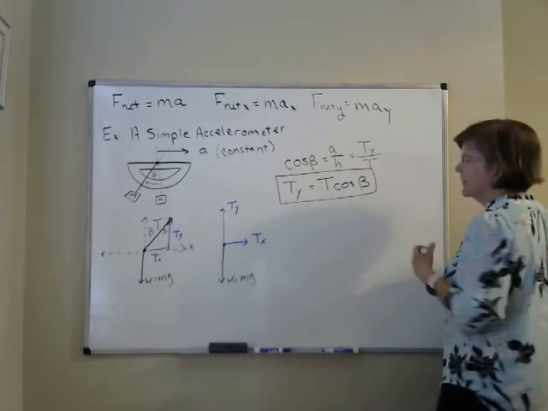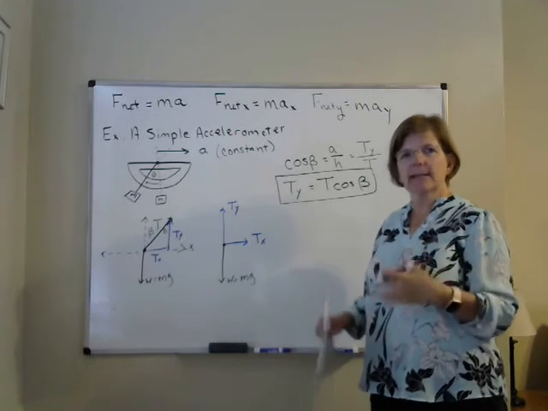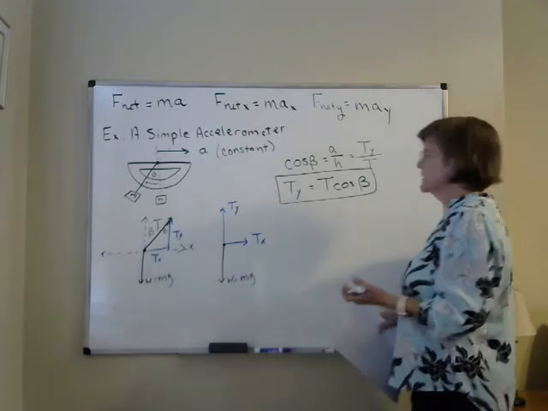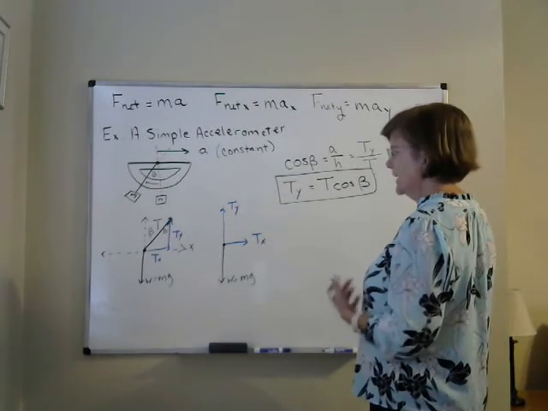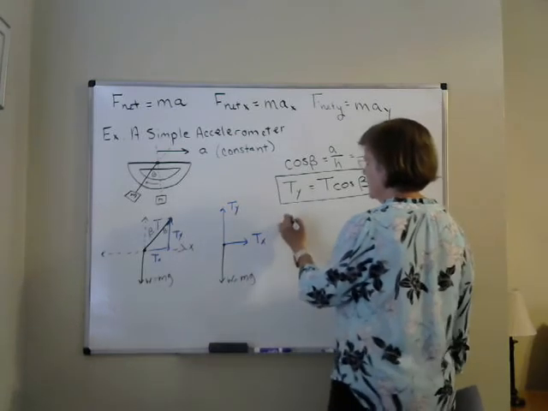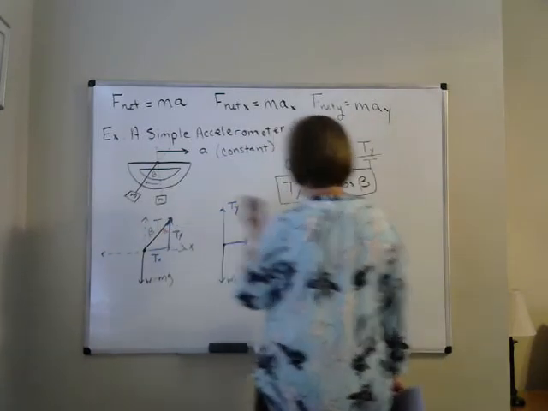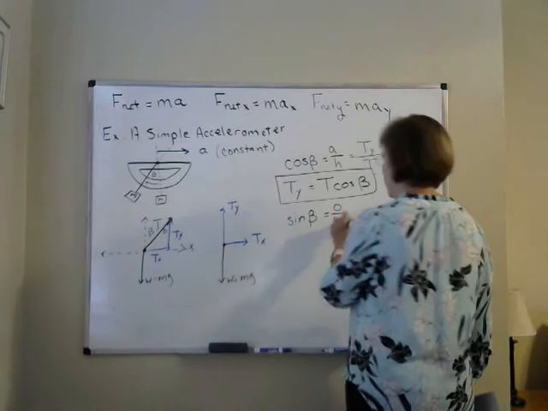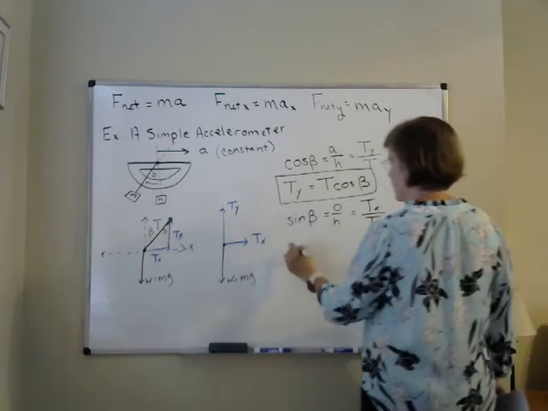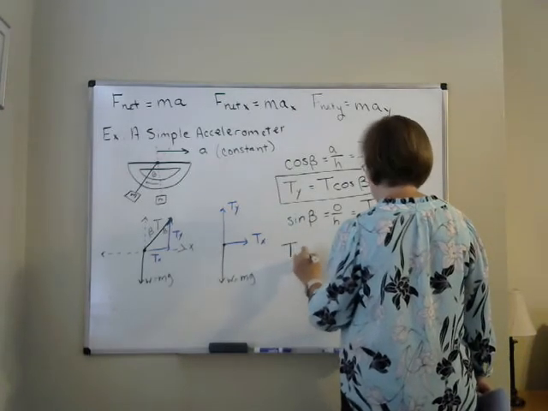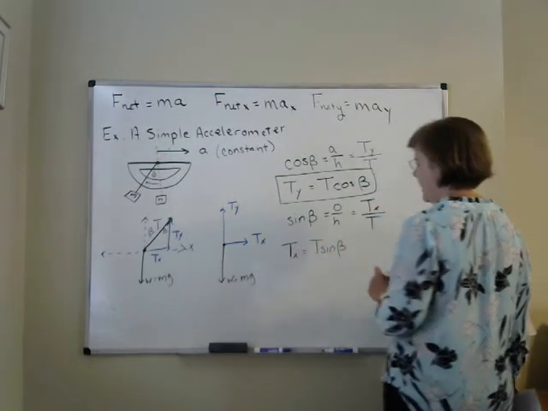Again, it's like that inclined plane. If we're not measuring the angle from the positive x-axis, we can't say the x component is going to be cosine. In this case, the y component comes out to be cosine, and again, it's because we're measuring from the y-axis, not the x-axis. If we do sine beta, it is opposite over hypotenuse, and that comes out to be Tx over T. So when I solve for Tx, I get that Tx is T sine beta.